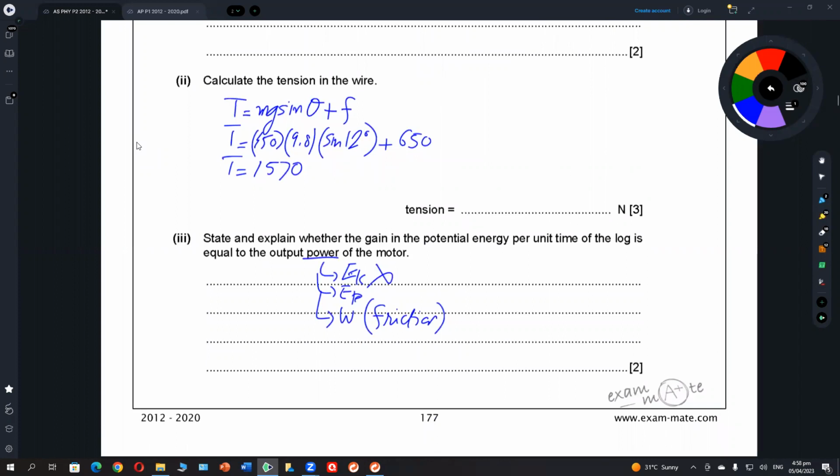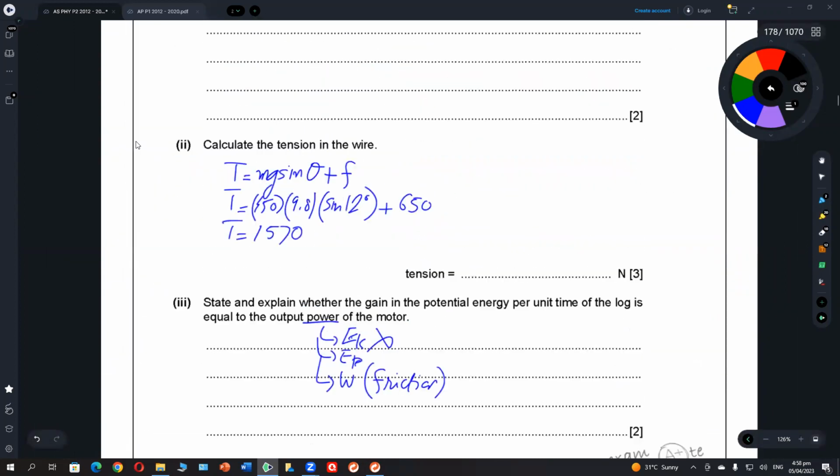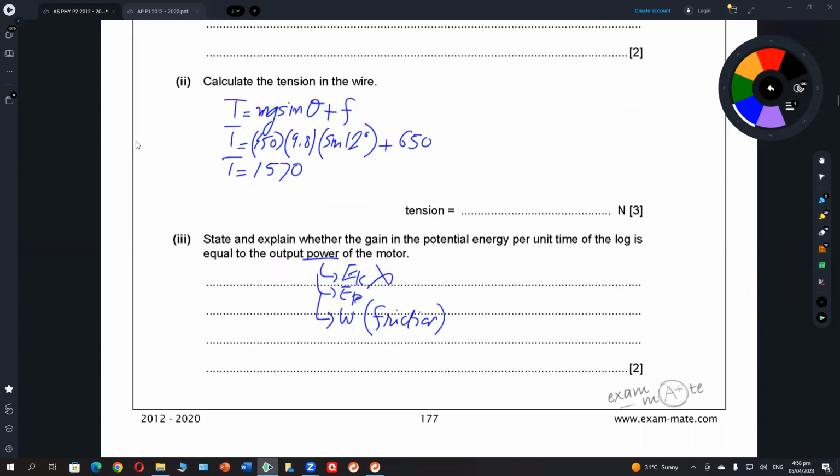Why would the answer be no? Because some of the energy is dissipated to overcome the frictional force. Very good. So this was a short question, but this is a good conceptual part.